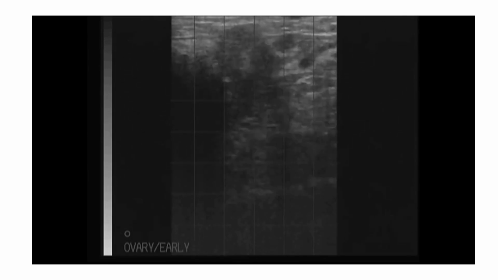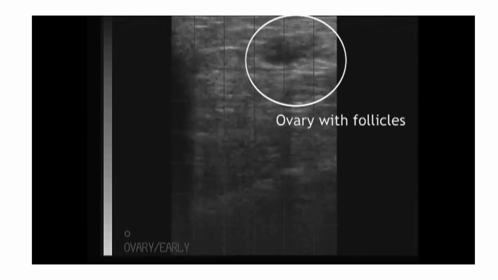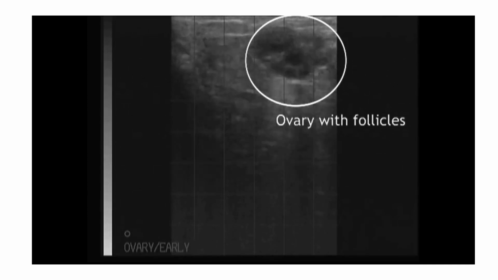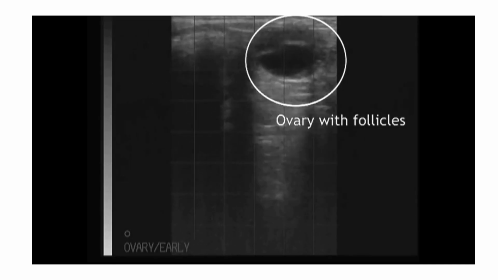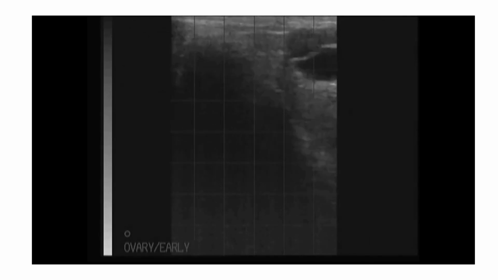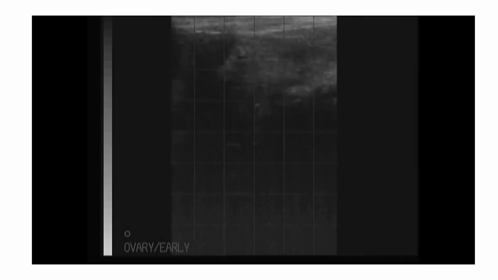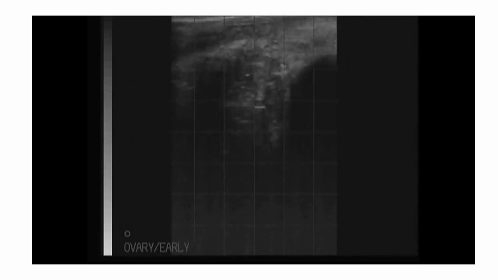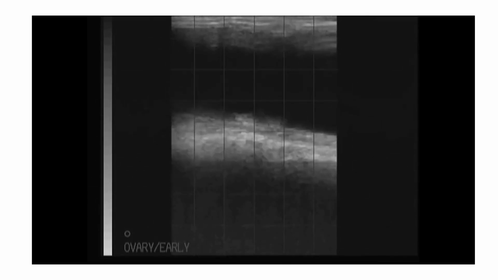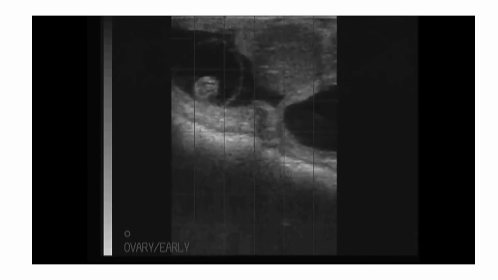We will now evaluate the ovary on this side. It's the structure on the screen just now. It's a spherical structure, and we can see the presence of several follicles, the black fluid-filled objects on the screen. We will then continue back down the horn and up the other side of the uterus, the other uterine horn.